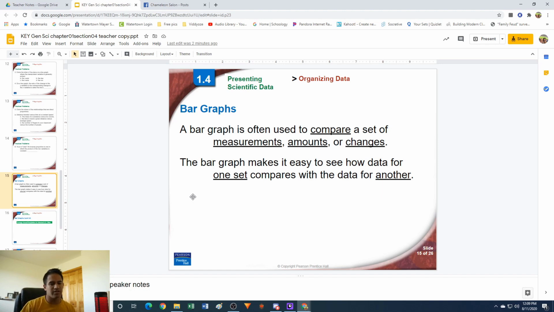If you're taking data and you want to look at how this data affects that data, you want a line graph. If you're taking data and you want to see how this information compares to that information, then you want a bar graph. So bar graphs are good to compare things, measurements, amounts, or changes, and it's easy to see how data from one set compares to data from another set. But bar graphs don't help when you're trying to find a relationship between how this thing affects that thing.